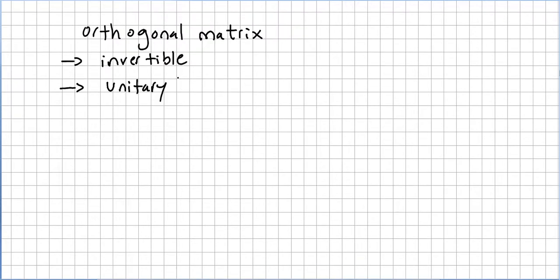Now, some characteristics of orthogonal matrices. Since the definition of orthogonal is that the transpose equals the inverse, the matrix has to be invertible, right? Otherwise it can't be orthogonal. On top of it, it has to be unitary, meaning that the inverse has to be equal to, I'm going to use this symbol for unitary. Okay.